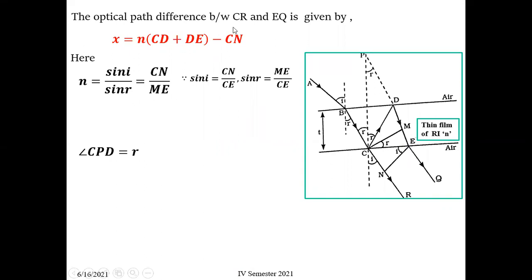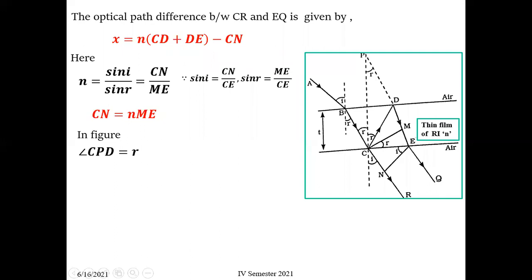What we need is CN. Just see the above figure. Then CN is equal to n into ME. In the figure you can also see that triangle CPD is an isosceles triangle. See the triangle in the figure, which is obtained when ray ED is produced or extended until it reaches the point P.